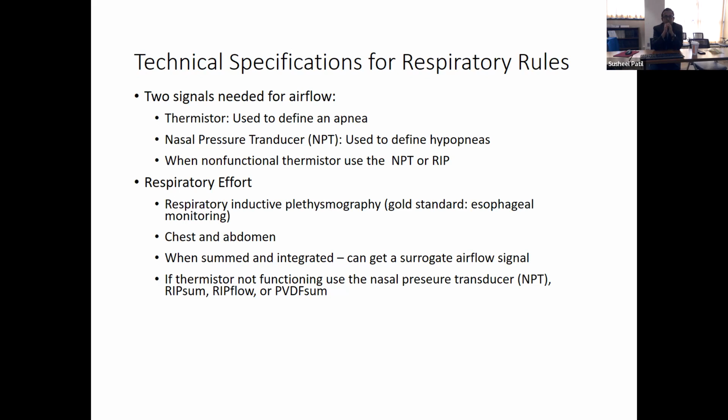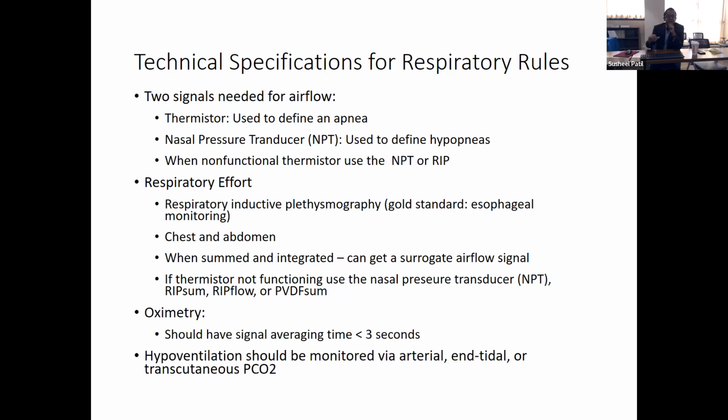And yeah, if a thermistor is not working, use the nasal pressure transducer, the so-called RIP sum, RIP flow, or polyvinyl something fluorine sum channel, which is another thermistor technology. Yeah, I forget, I can't pronounce it. Is that pretty clear to people?